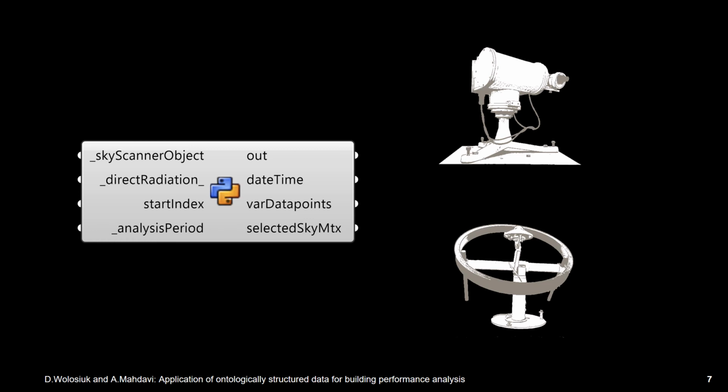For example, like this created component that converts solar radiation data measured via Skyscanner and pyranometers to generate an input that is required by Ladybug's radiation analysis application. Here you see this input as the selected sky matrix. And the sky scanner is a device that regularly measures for a specific location the luminance and radiance of the sky hemisphere, which is then represented in terms of 145 segments or patches.